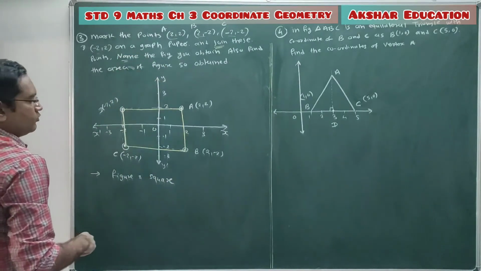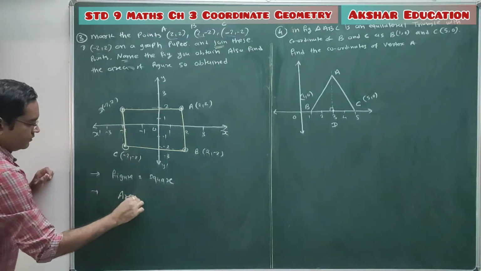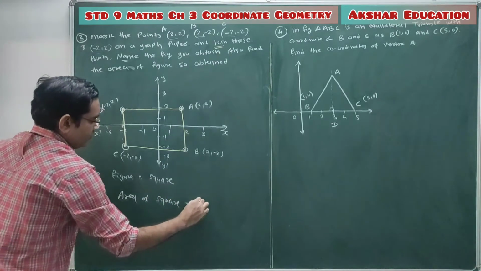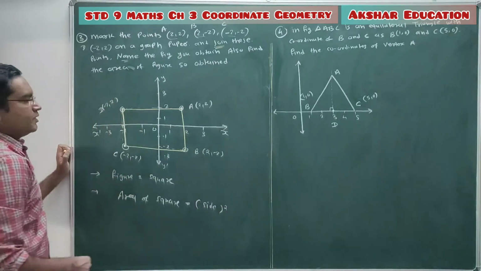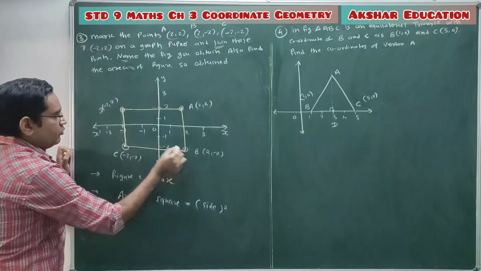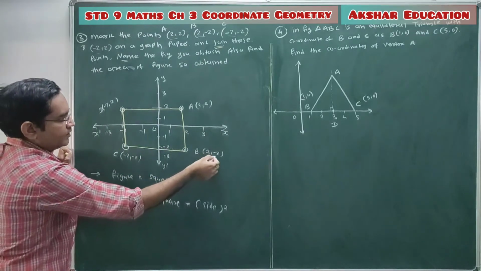Also find the area of the figure obtained. You have to find the area of this square. So what is the area? Area of a square equals the square of its side. So what is the length of this side? This is minus 2 to 2. So minus 2 to 2 means 1, 2, 3, 4 units.